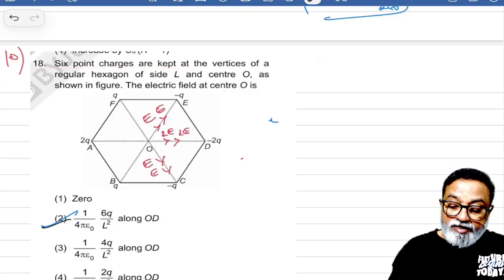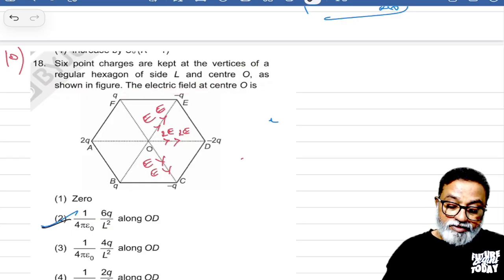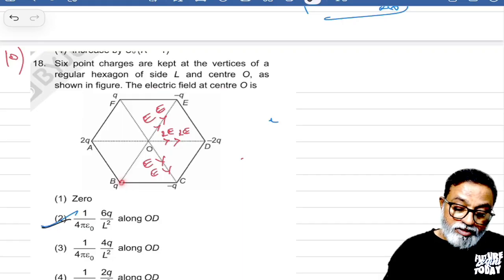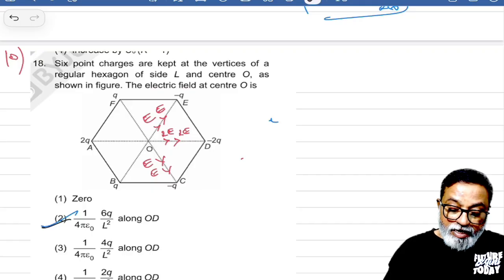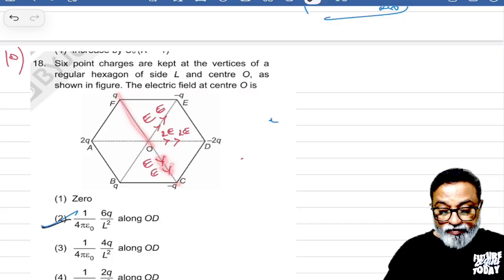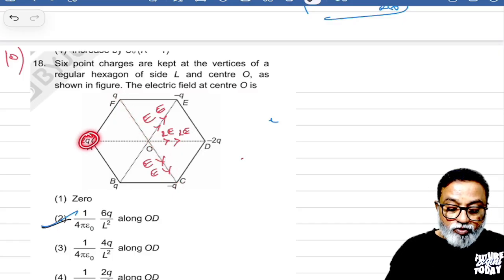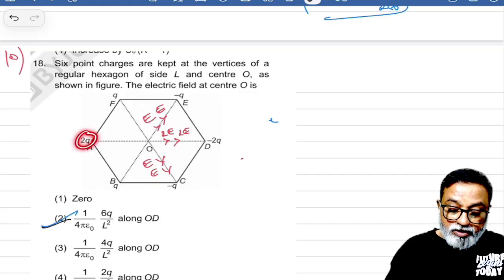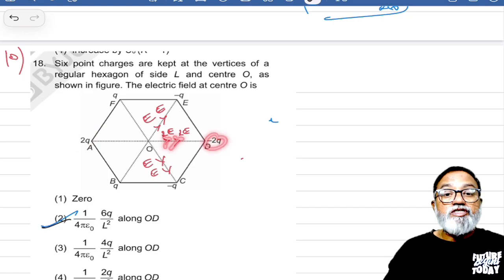Six point charges are kept at the vertices of a regular hexagon of side L and center O as shown in the figure. The electric field at center O is. See here, for this positive charge, intensity is away. Due to negative charge, intensity is towards. And due to this positive charge away, due to negative charge towards. And here this is a charge 2q, distance is same, therefore field is double the charge's E. Therefore this positive charge gives away 2E, and the negative charge gives towards 2E.